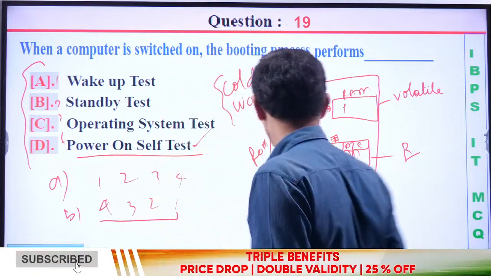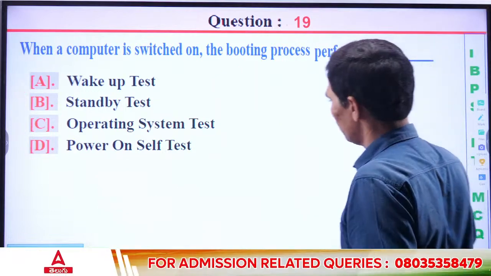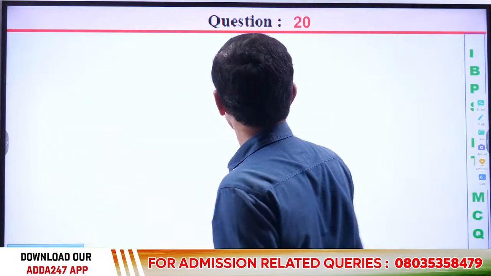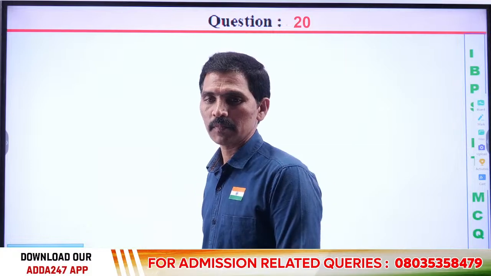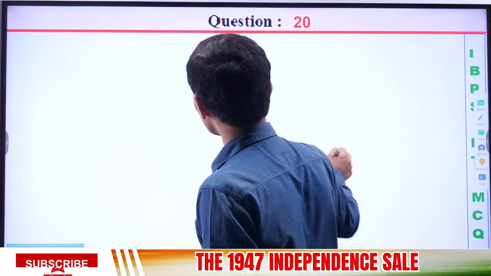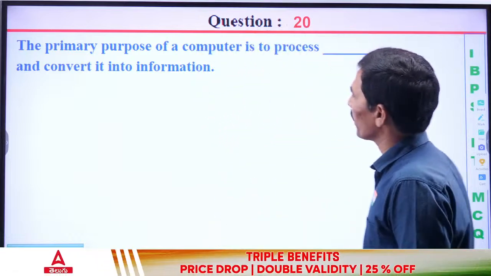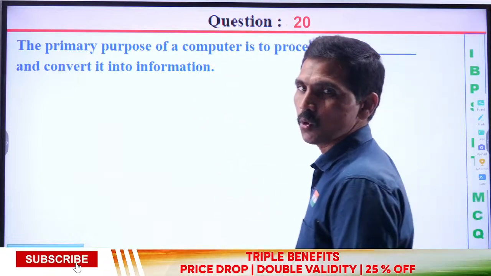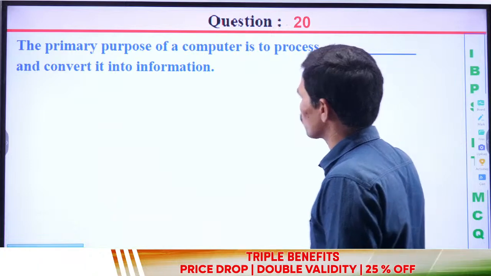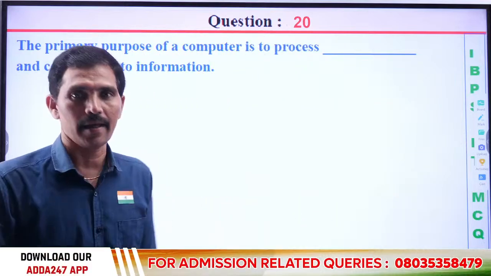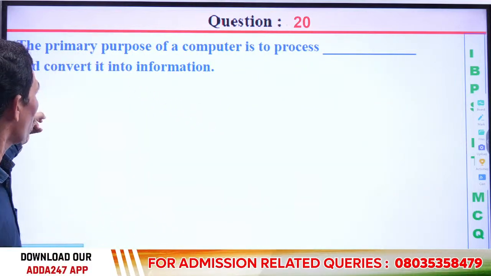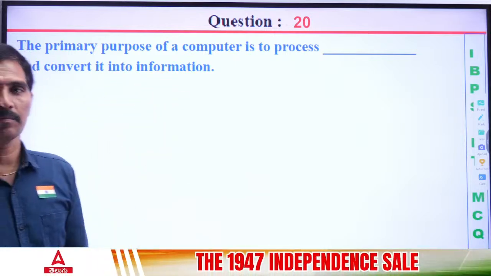Okay, now moving on to another question, the 20th question. In the 20th question, what is the question there? Now see that: the primary purpose of the computer is to process, and convert it into information.